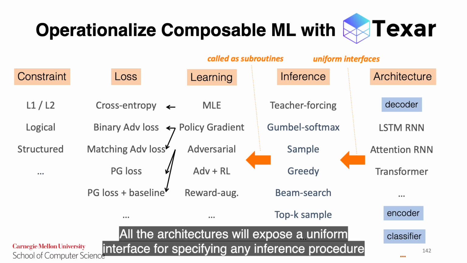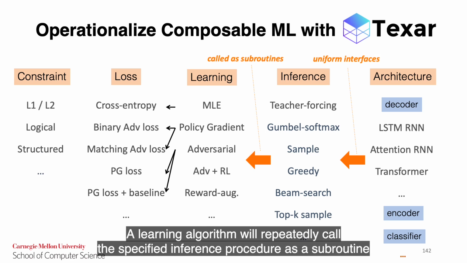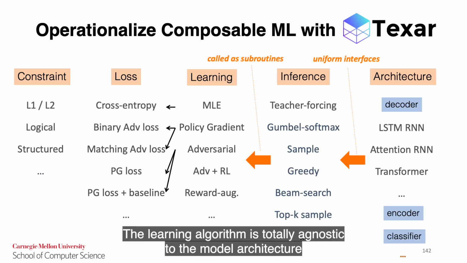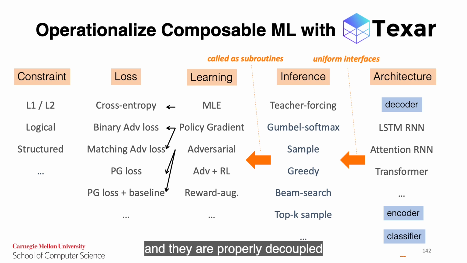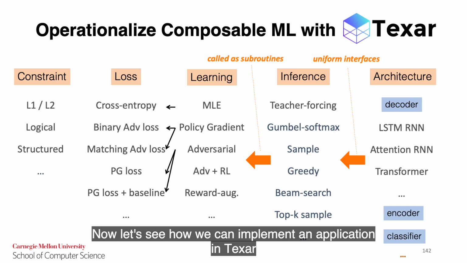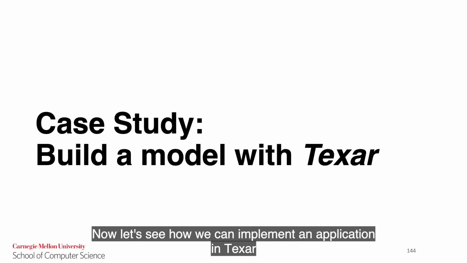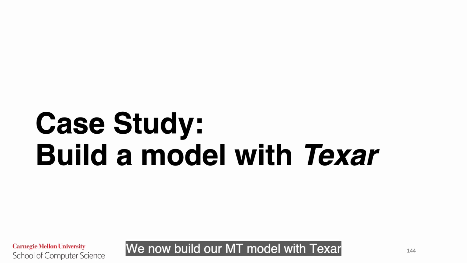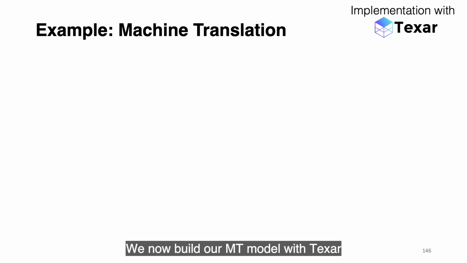All the architectures would expose a uniform interface for specifying any inference procedure. A learning algorithm will repeatedly call the specified inference procedure as a subroutine during training. The learning algorithm is totally agnostic to the model architecture, and they are properly decoupled. Now, let's see how we can implement an application in Texar. Let's try to build the English to German machine translation system we've talked about before. We now build our empty model with Texar.